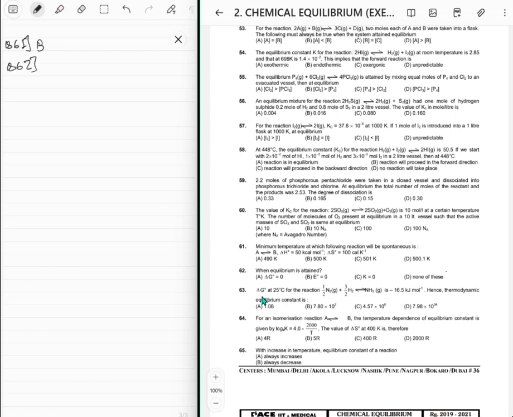Question number 62. When equilibrium is attained, delta G standard equal to 0. What is this? E standard equal to 0. I think E means energy over here. Delta E would make sense because I think it means the energy of the reaction. So the energy of reaction being 0 does not mean that it's reversible. So delta G equal to 0 is the condition, option A. Question number 63.